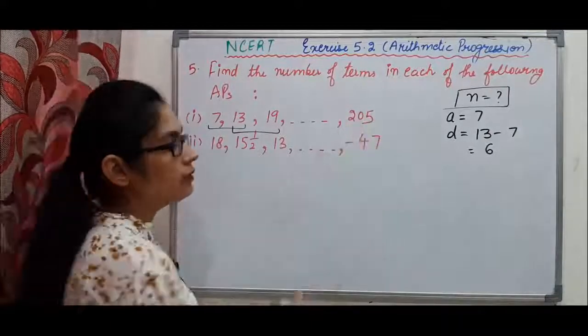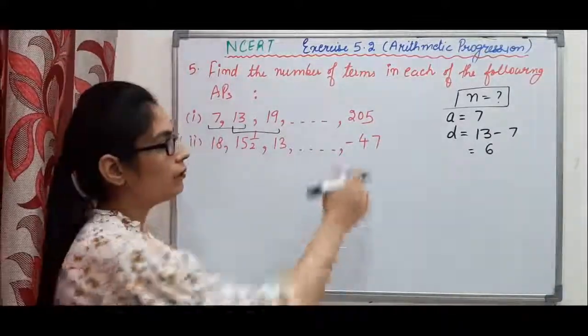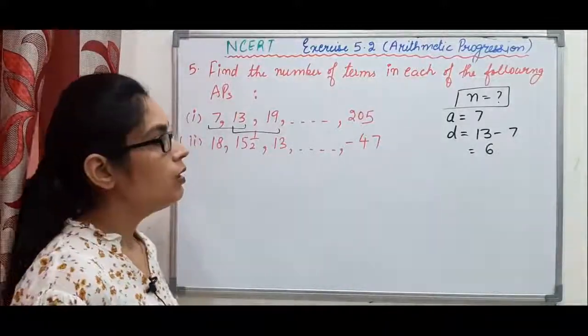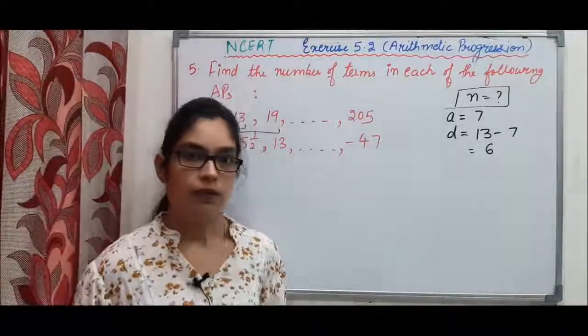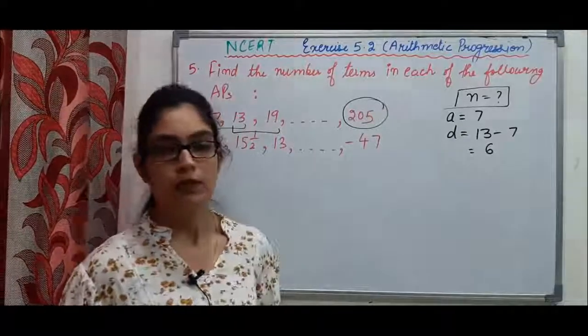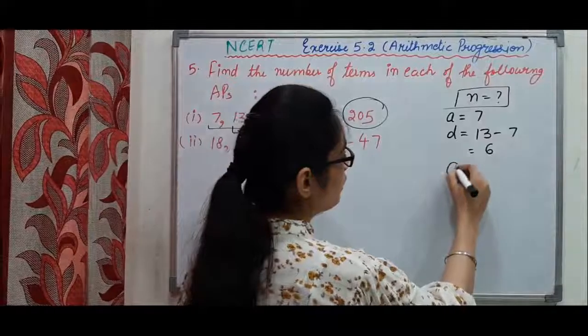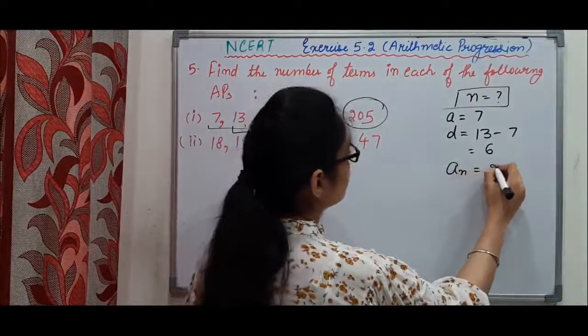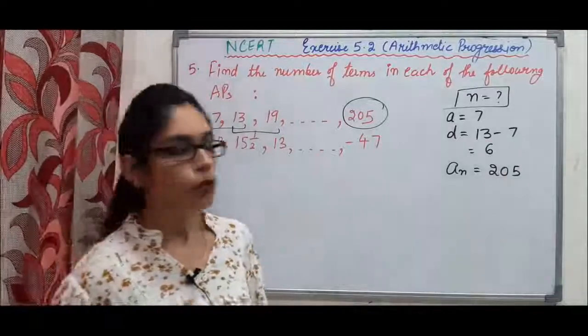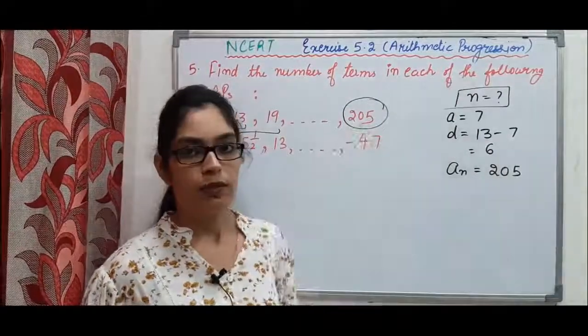Now this last term is also given to us. That means if it is mentioned at the end, it's the last term. Like I told you in the previous question also, if some term like this is given to us, we will always suppose that term equals an. So an is equal to 205, because we don't know which term this is. That is what we have to find.